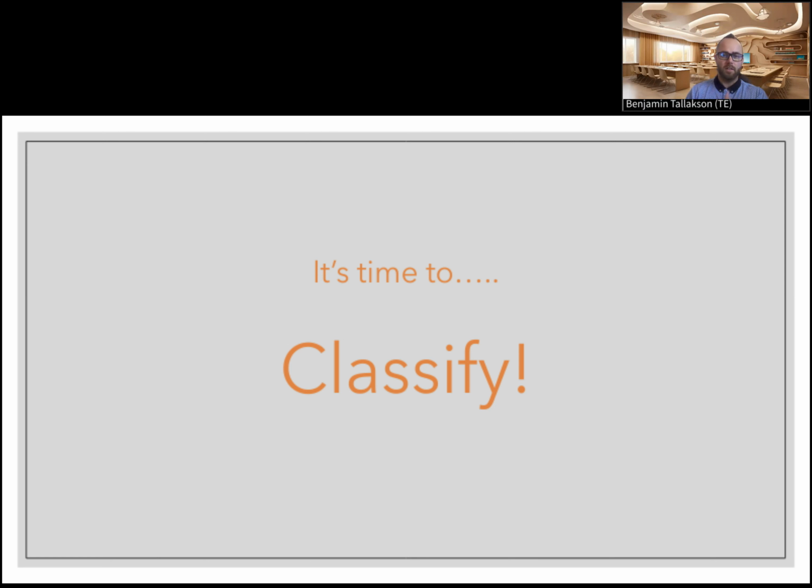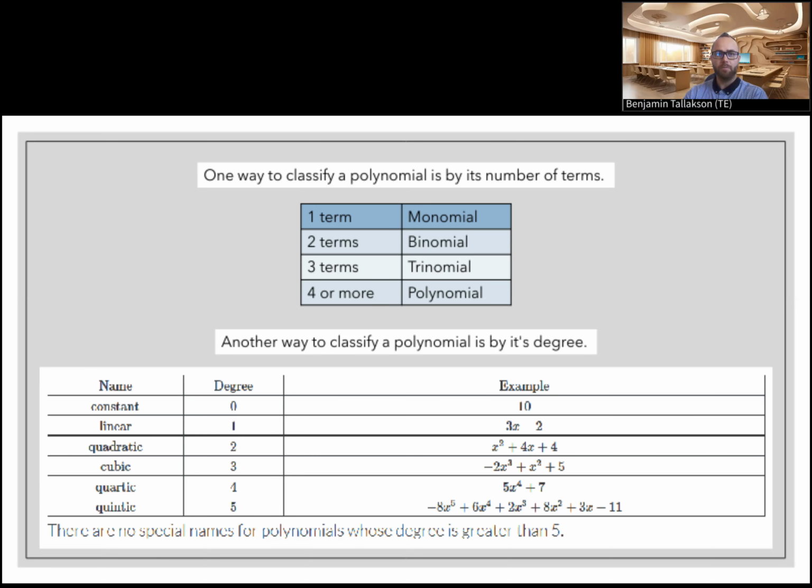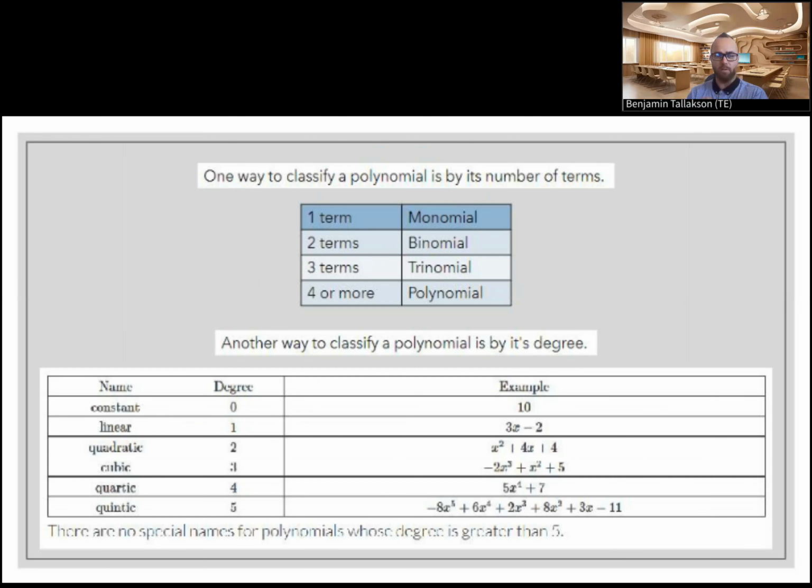We've already begun to classify a bit, but we're going to do this in more detail right now. There are 2 ways I mentioned earlier, by the number of terms and by its degree. So let's start by looking at the number of terms. We've already looked at these. 1 term means monomial, 2 terms binomial, 3 terms trinomial, and if there are 4 or more terms, we're just going to call it a polynomial. There are more names, but why get more and more complicated? Let's just leave it at that.